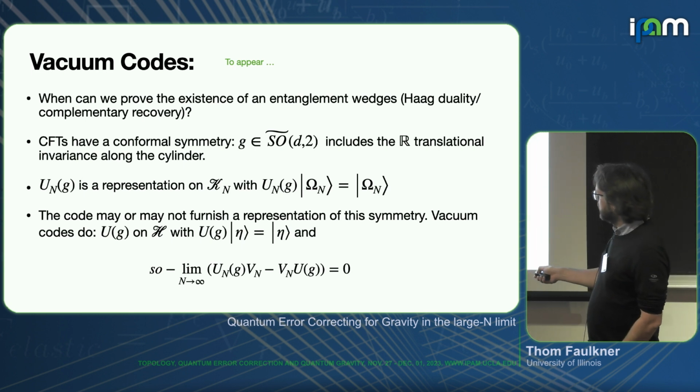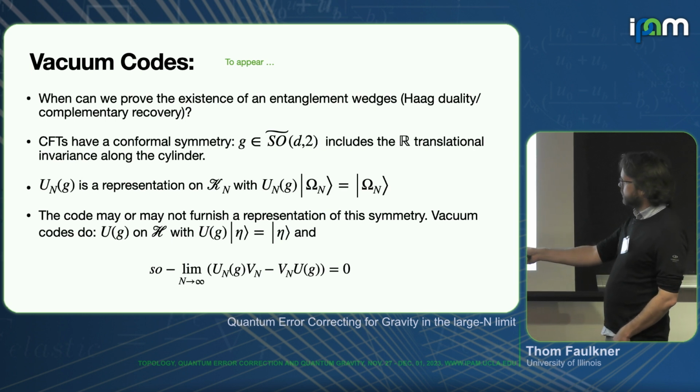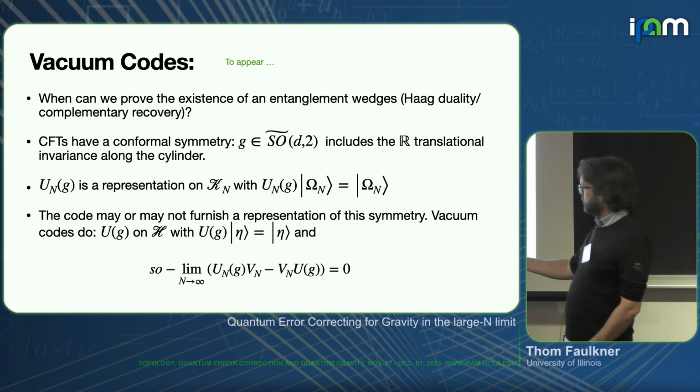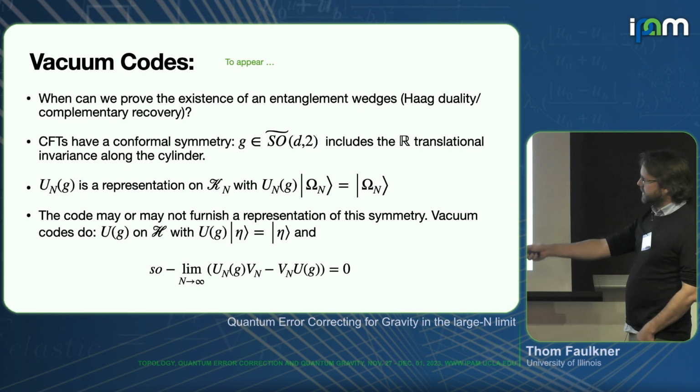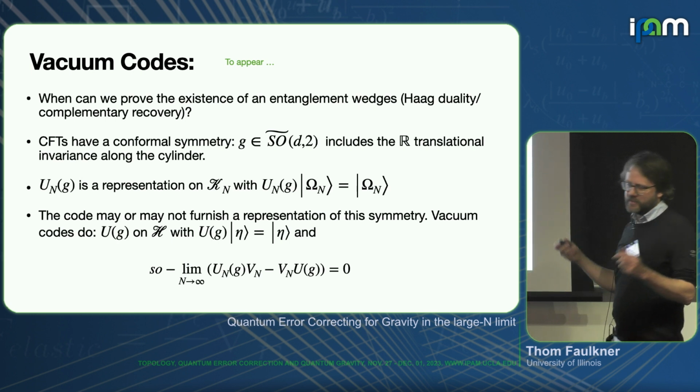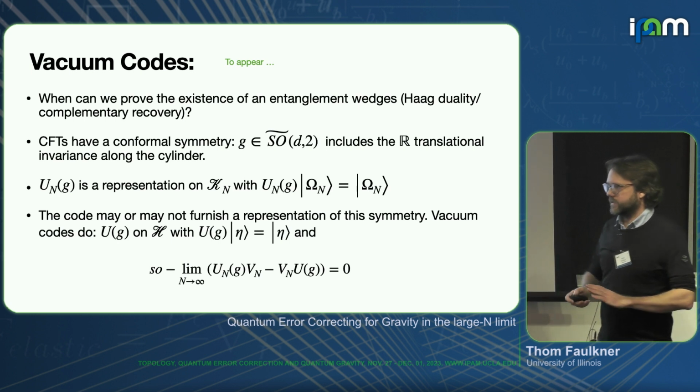And in particular, these symmetries are covariant with respect to each other. So if I act with U of g and then act with the code V, then it's the same as acting with V and then U of g, right? It's sufficient to say this in some limiting sense, although it's quite natural that this should be an exact statement, but it doesn't really matter.